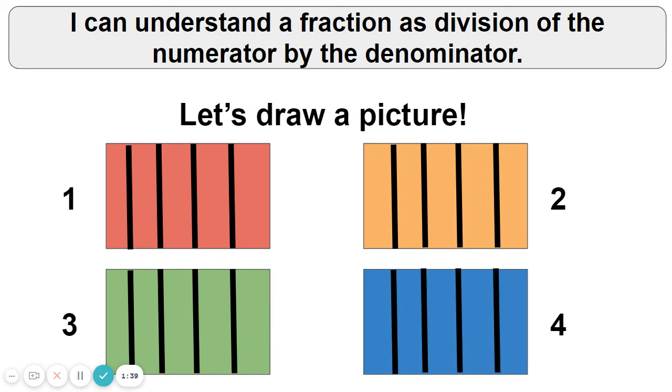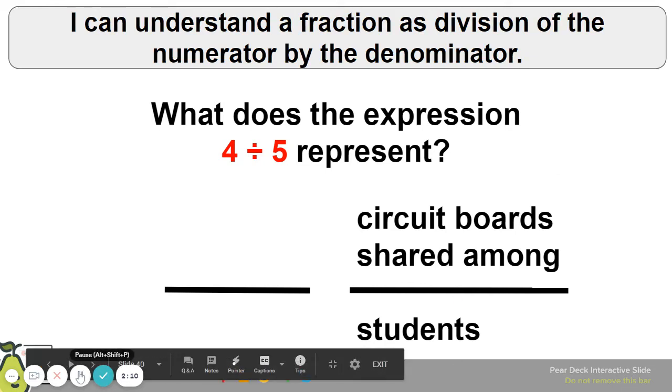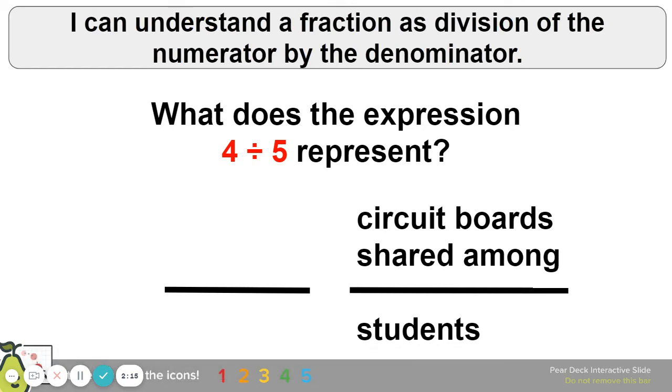So I know that each little sliver stands for 1/5. Now, if I count through, that's going to mean that each student is going to do 4/5 of the circuit board. So what does the expression 4 divided by 5 represent? And that represents, on the top, the number of circuit boards being shared among, and the bottom number is students. So our fraction will read 4/5 because there are 4 circuit boards shared among 5 students.